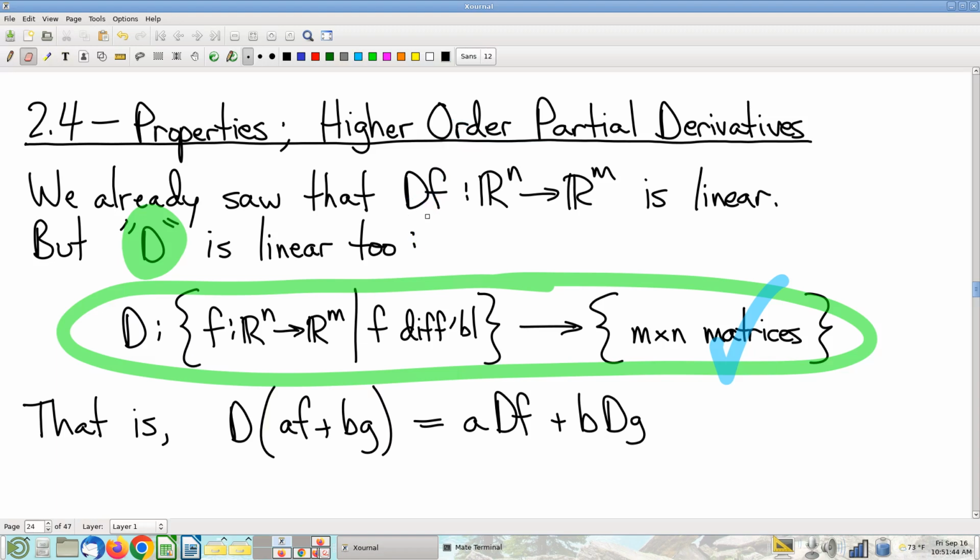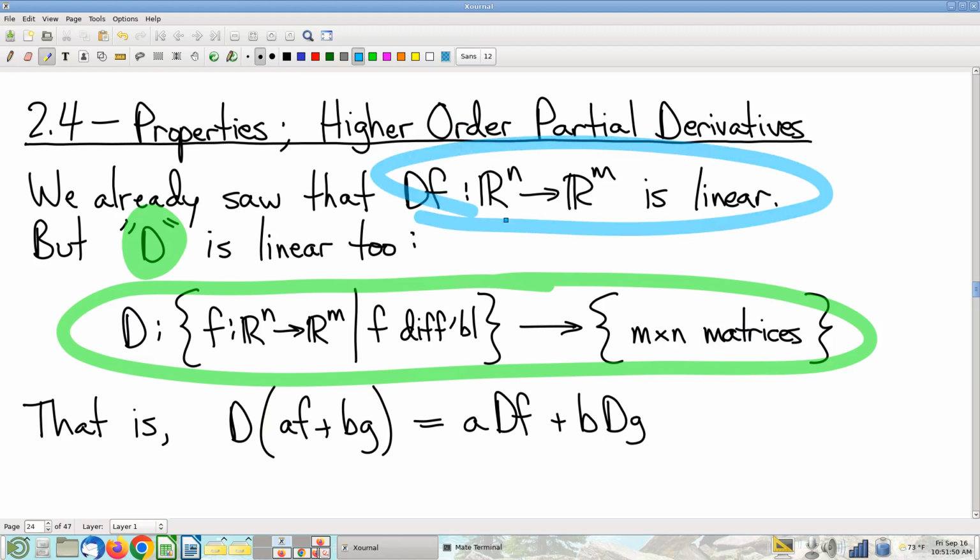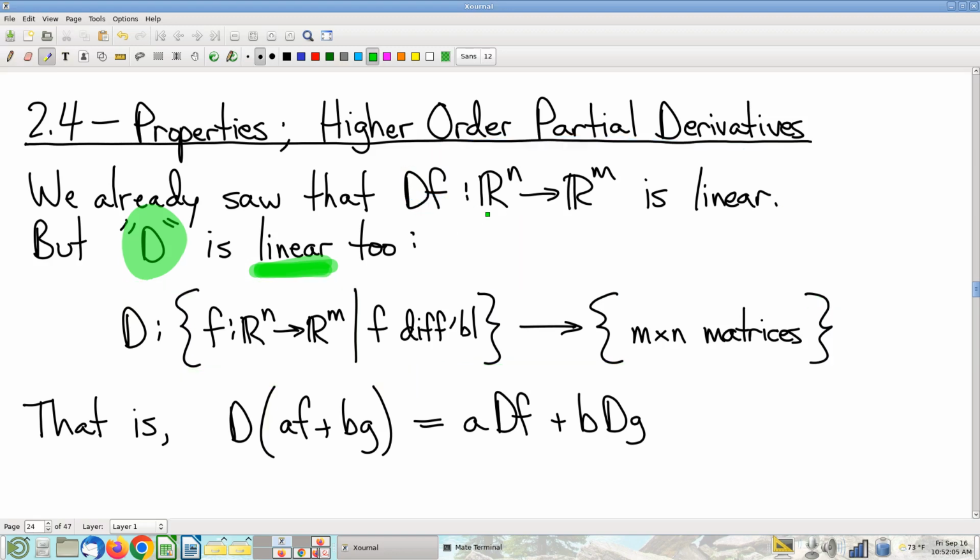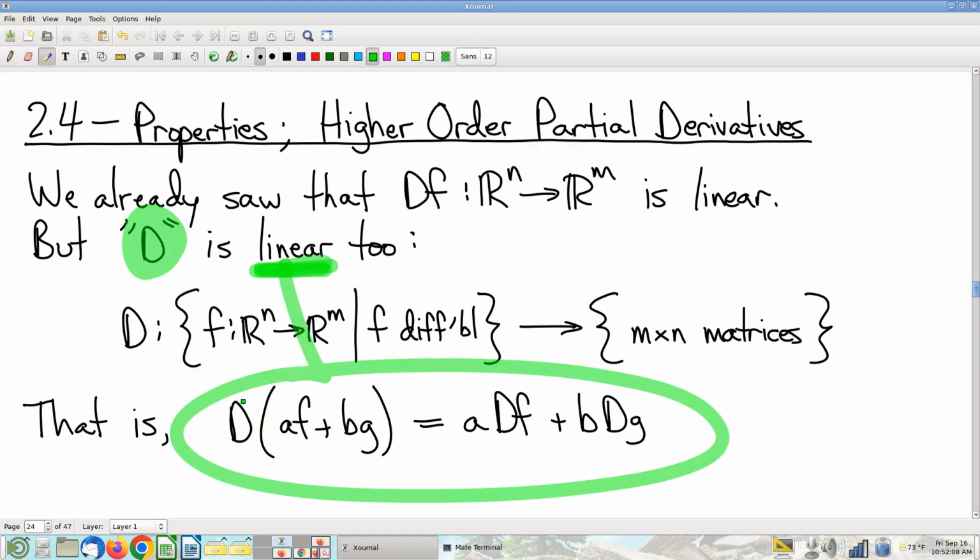So the claim I want to make here is that not only are the matrices themselves linear, which is, again, straightforward, but furthermore, D, this function from this weird vector space to this weird vector space, is also linear. And specifically, what I mean by linear is this right here. Notice, a linear combination of inputs gives the corresponding linear combination of the outputs. It's the same notion of linearity. It's just that the inputs are now functions, not vectors.